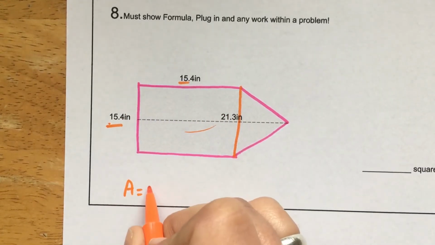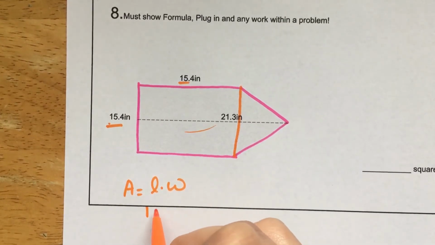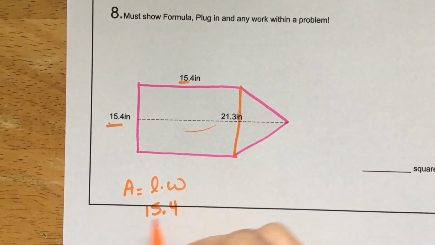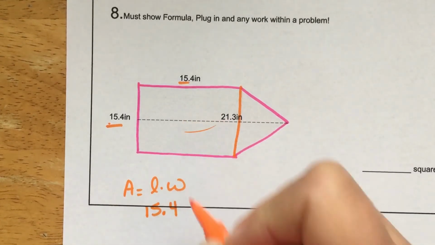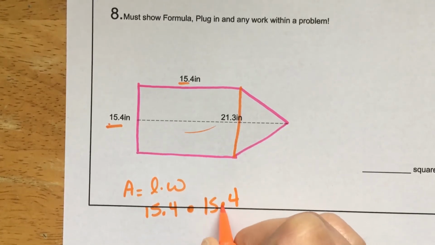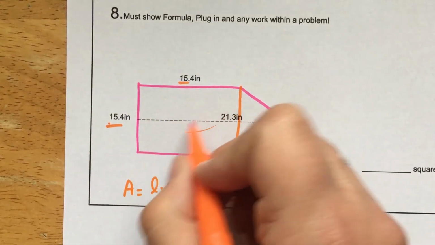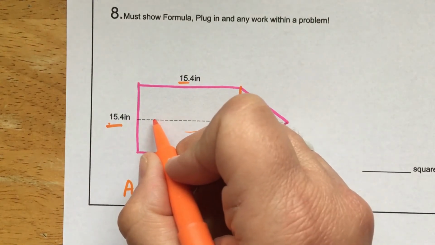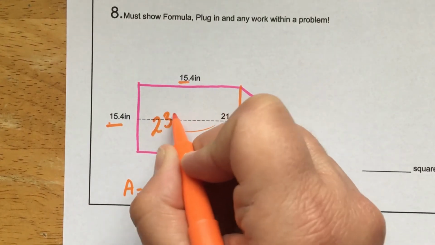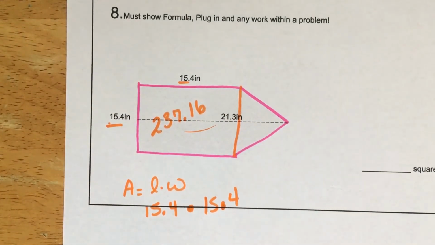I'm going to do my rectangle first, or my square actually, because it's 15.4 times 15.4. Sorry, I misspoke before. So area is equal to length times width: 15.4 times 15.4. Right? That's a decimal point. And when you do this, you're going to get a big number, but we get to use the calculator. So that makes life easy, right? So this rectangle in here is 237.16 inches squared.